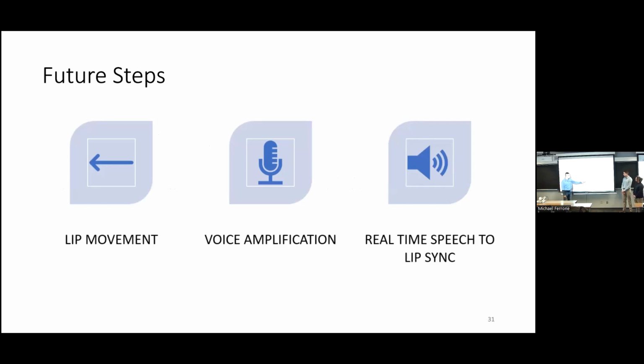And then lastly, the third phase is real-time speech to text with lip sync, which would come into play along with the voice amplification, because you want a system where the delay between the speech and the lip sync is not noticeable by the naked eye. But you also obviously want to be able to hear you from further away as well. So that would be the third and final phase of this project.